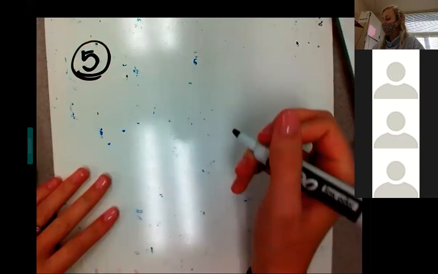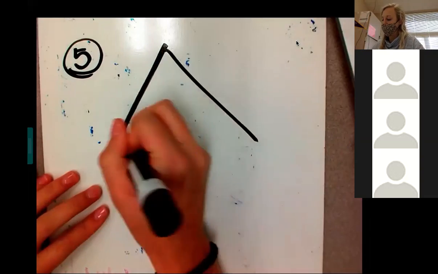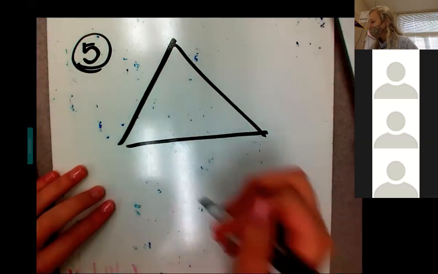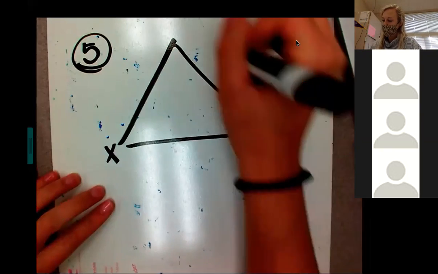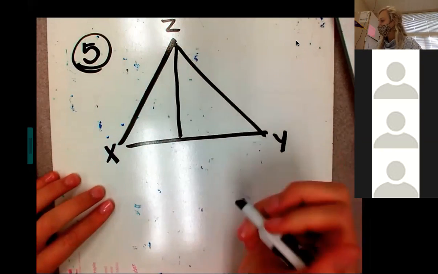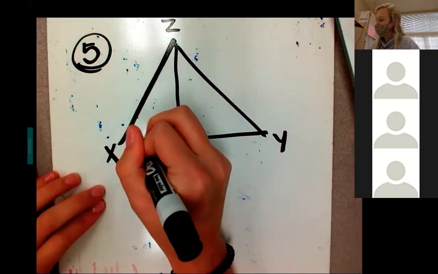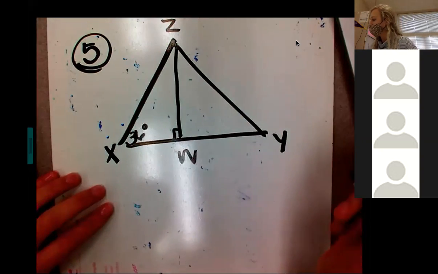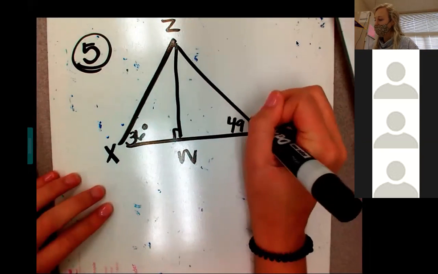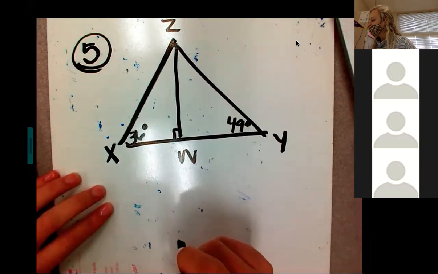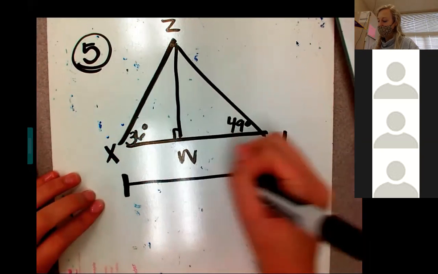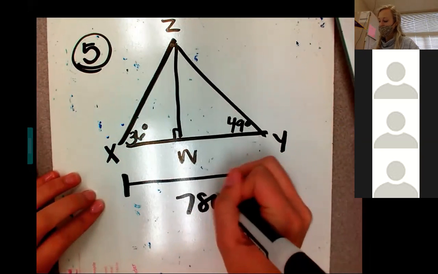So number 5, they gave you triangle XYZ. This is W, and they told you angle X was 36 degrees, angle Y was 49 degrees, and this whole length is 780.